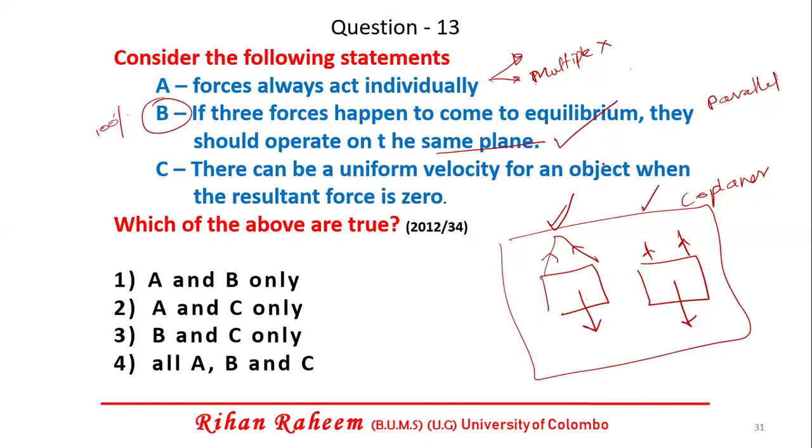There can be uniform velocity for an object when the resultant force is 0. Can there be?